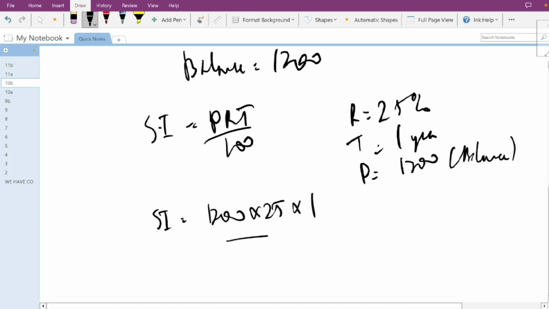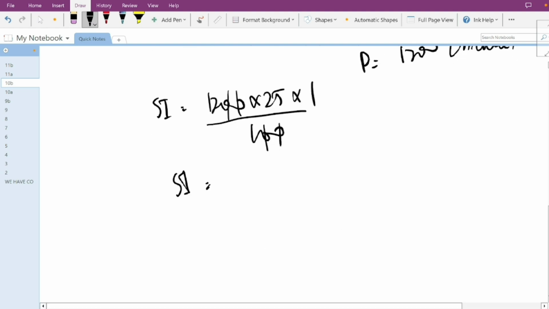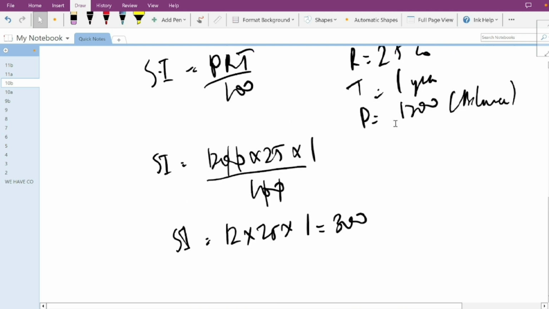You leave it as 1 year over 100. We can cut down to the lowest term. 0 cancels 0, 0 cancels 0. So our simple interest is 12 times 25 times 1, which is 300. So that means apart from paying the $1,200 balance, he needs to add 300 as the interest for not paying at once. That's why it's better to pay at once and you pay less. You tend not to pay extra.